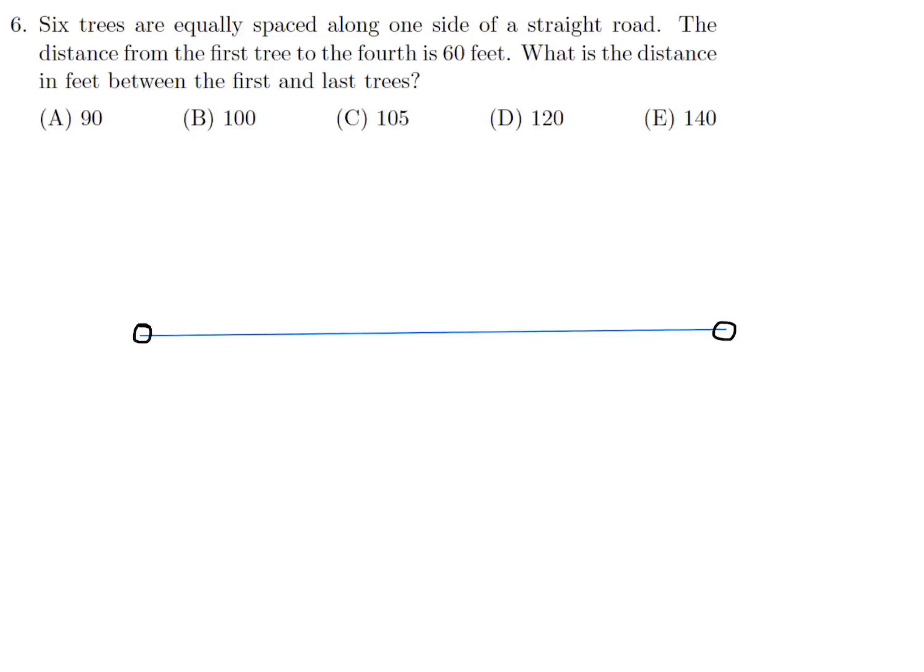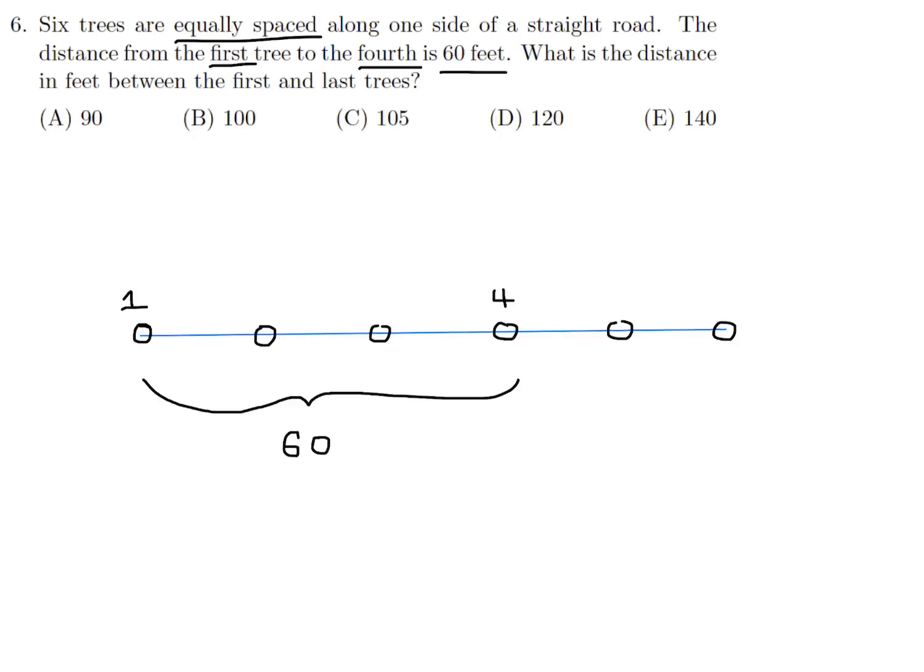So here, here, and like that, equally spaced. So that's the key there. Then they're saying the distance from the first tree to the fourth tree is 60 feet. So if this is the first tree and this is the fourth tree, this distance is 60. Now these trees are equally spaced, so that means this distance is 20, that's 20, and that's 20. All right? 60 divided by 3, basically.